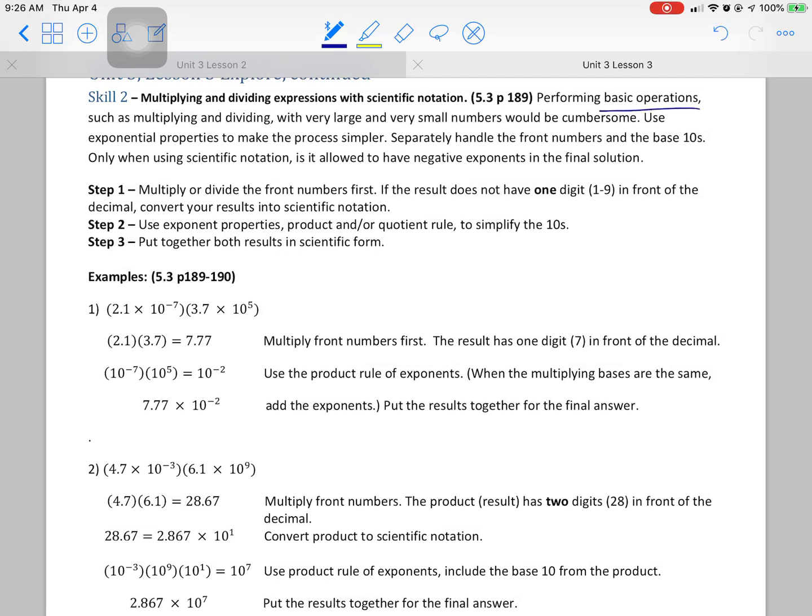It says performing basic operations such as multiplying and dividing very large and very small numbers can be cumbersome. So they changed it to convert to scientific notation so they can make it easier. Step 1, multiply or divide the front numbers first. That's the A part. If the result does not have one digit in front, convert your results to scientific notation. Step 2, use the exponential properties to simplify the tens, then put together.